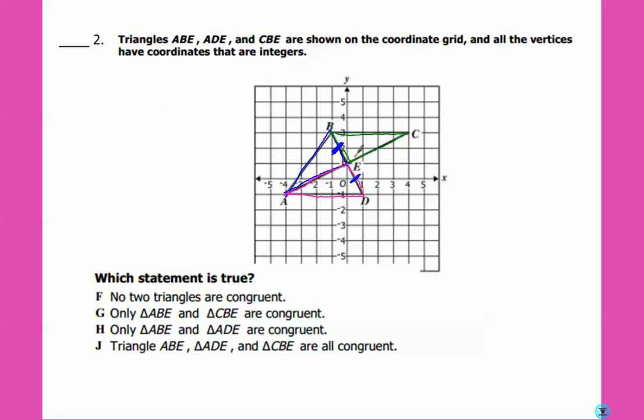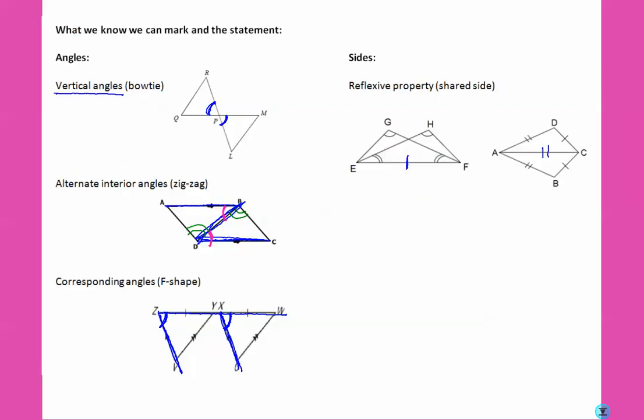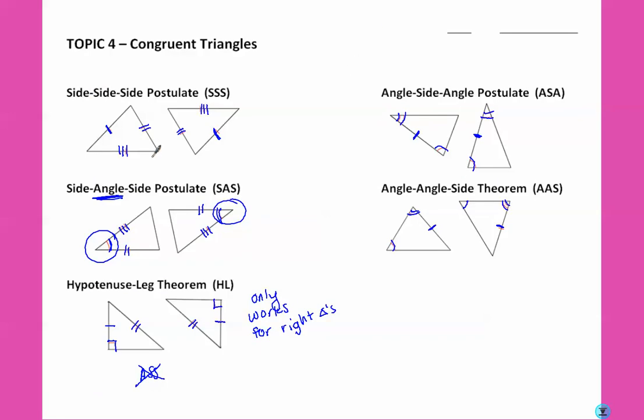ADE and ABE share this side. Well, let's see if that side is congruent to the side CE. And we're going to count the boxes again. 1, 2, 3, 4, 1, 2, 1, 2, 3, 4, 1, 2. So those are congruent. So we know things about two of the sides. We don't have any information about angles, so we're not going to be able to use any of our theorems that use angles. Hypotenuse leg we can't use because we don't have a right triangle, so that leaves side, side, side.